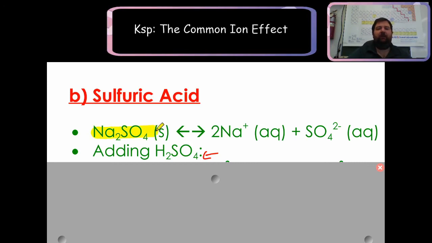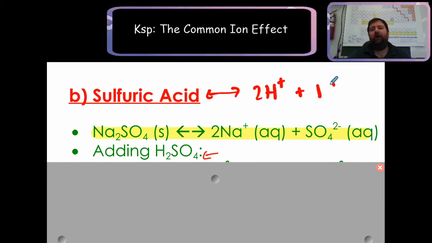So Na2SO4, we already know, dissociates into this. What happens when you add sulfuric acid? What does sulfuric acid dissociate into? Well, it dissociates into two H+ and one SO4 2-.